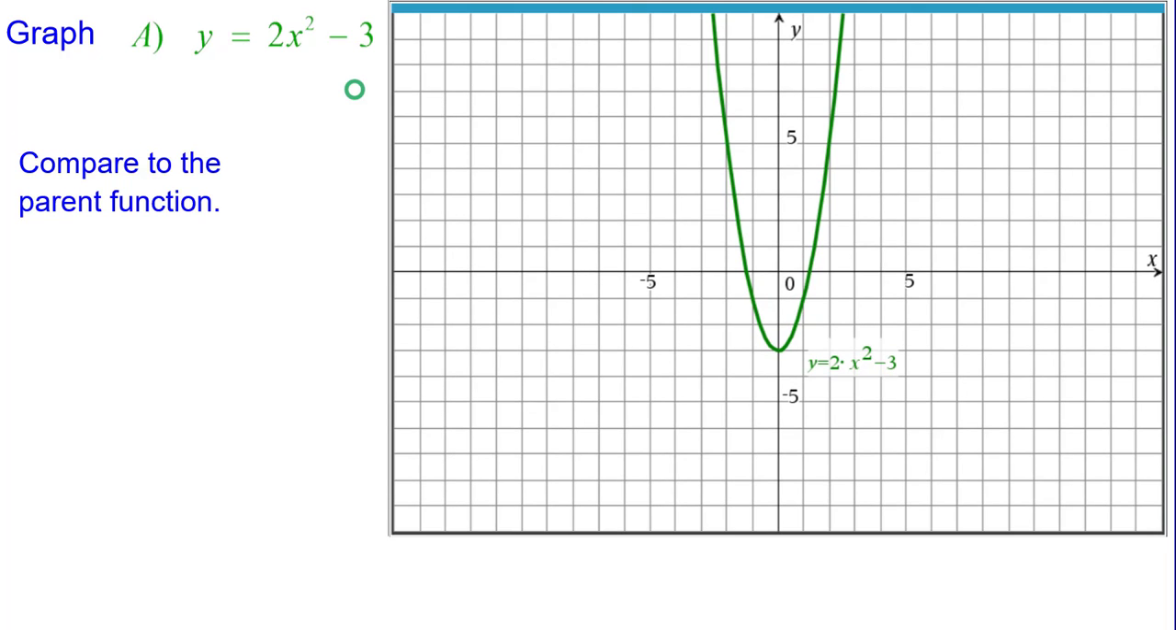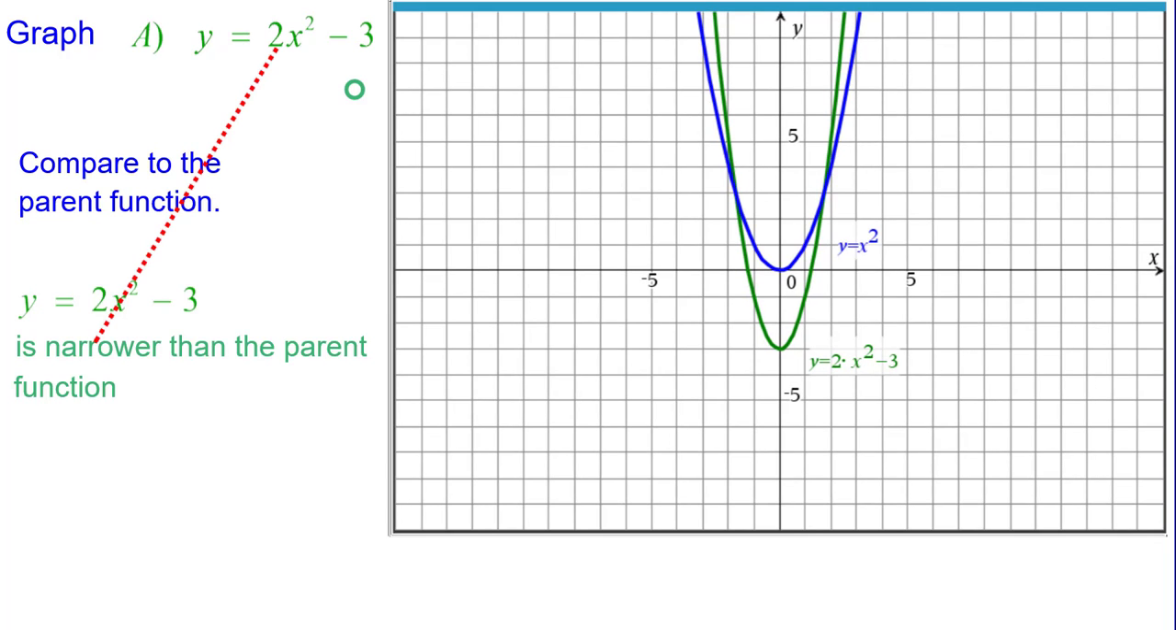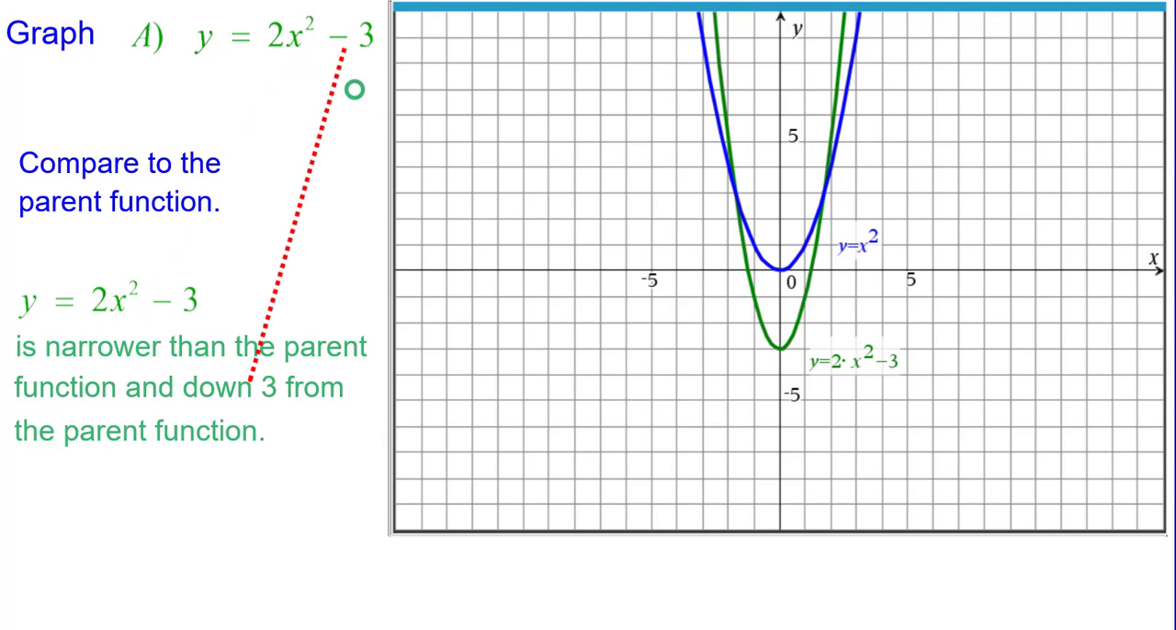And we can compare it to the parent function and see that this graph is narrower than the parent function because of that parameter 2. And it's down 3 from the parent function because of the minus 3.